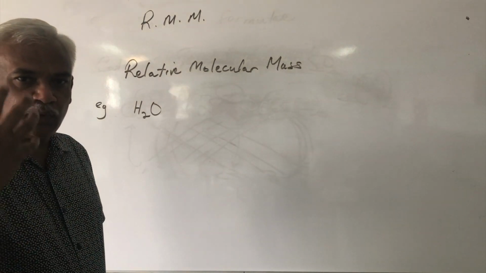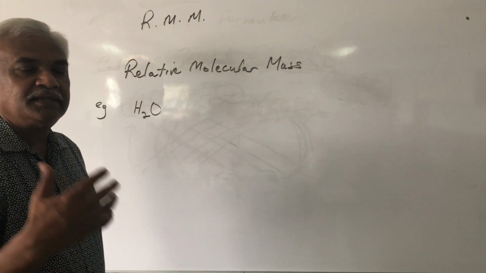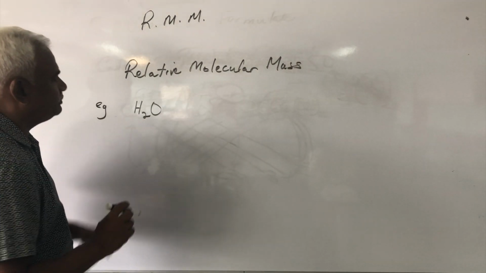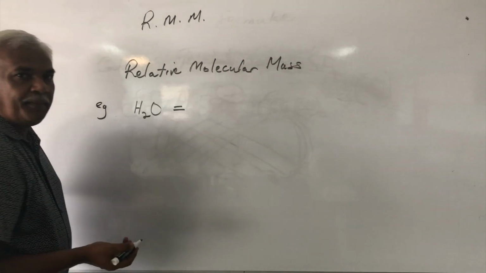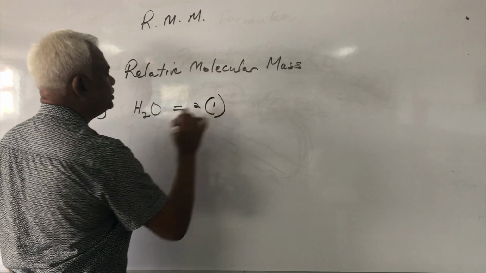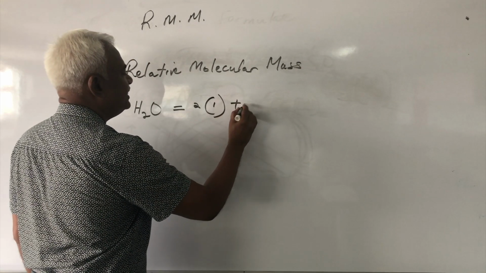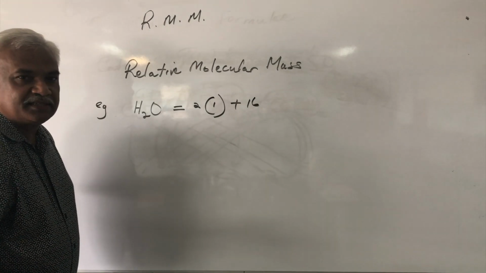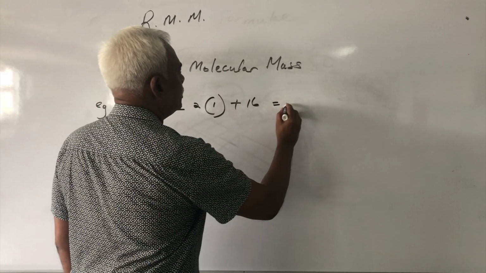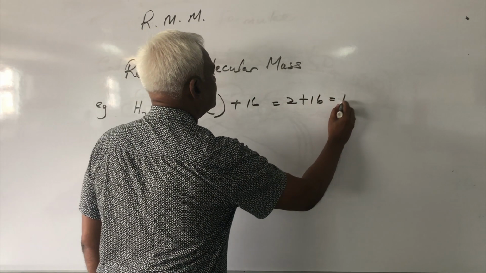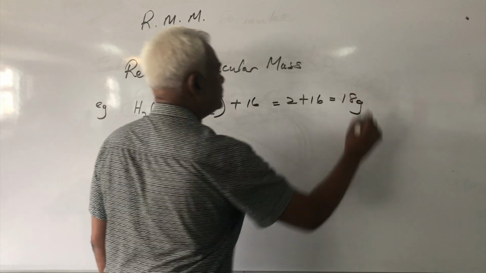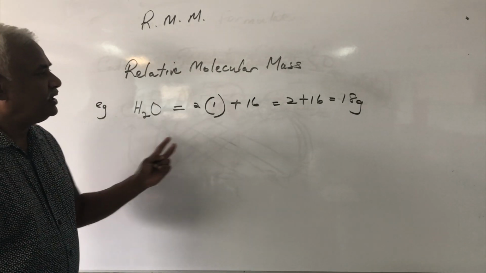But over time, as I said, that will become part of your practice. Other than that, it is placed normally on your examination paper. Now, water: 2 atoms of hydrogen and 1 atom of oxygen. Hydrogen weighs 1, I have 2 times 1. Oxygen weighs 16, I have only 16 because it is 1 oxygen. 2 hydrogens, 1 oxygen, 2 plus 16 equals 18 grams. So the relative molecular mass of water is 18.